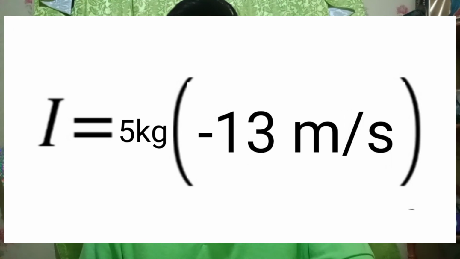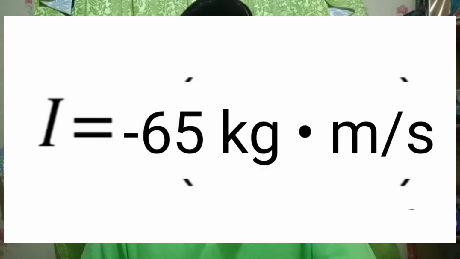Now, 5 kilograms times negative 13 meters per second will be the result of our step number 5. Impulse is equal to negative 65 kilograms meters per second. Therefore, the impulse given to the object is negative 65 kilograms meters per second.